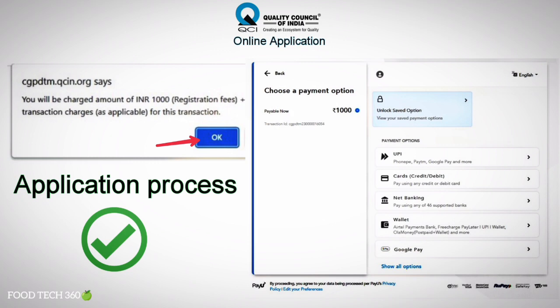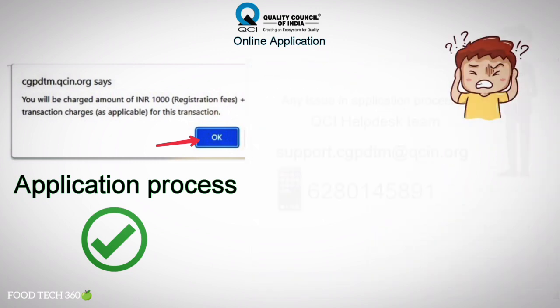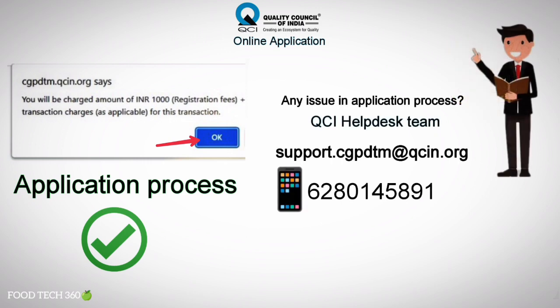Upon payment, our application process is completed. If you are facing any issues during the application process, then feel free to contact the QCI Help Desk team through the mail ID support.cgpttm@qcin.org or through the mentioned phone number.